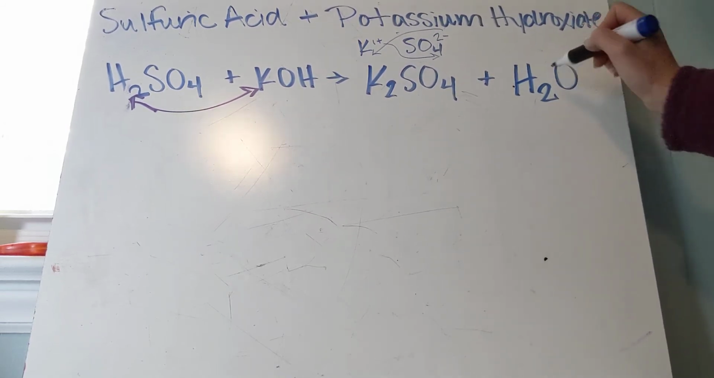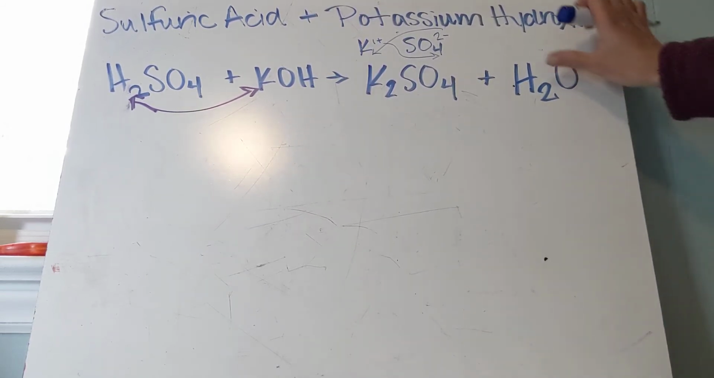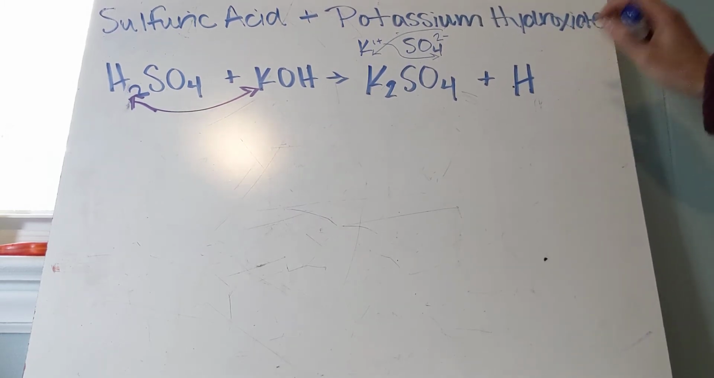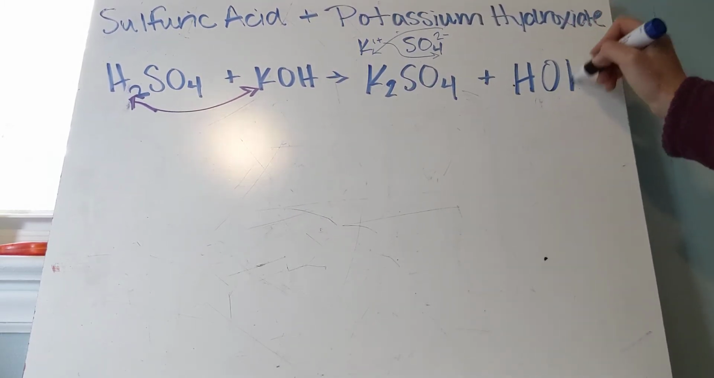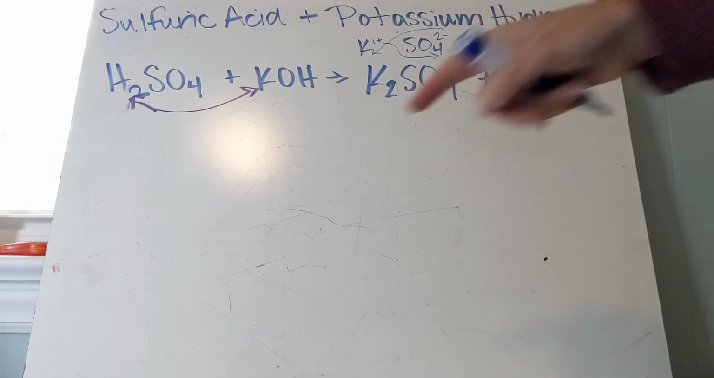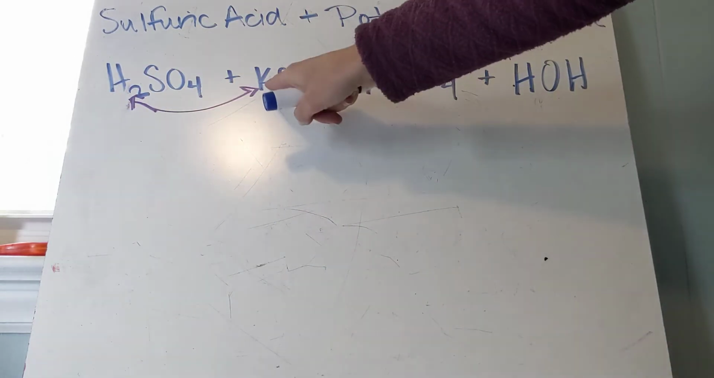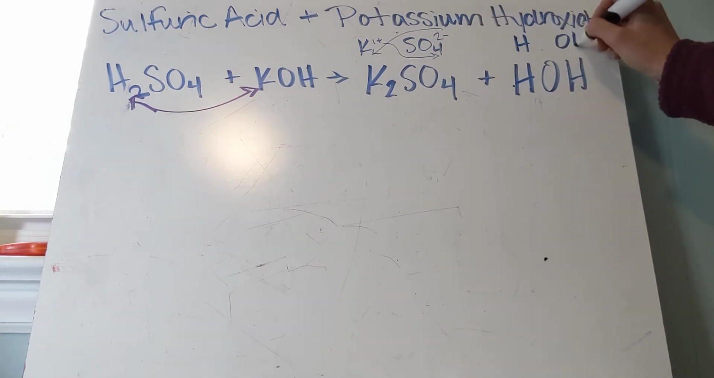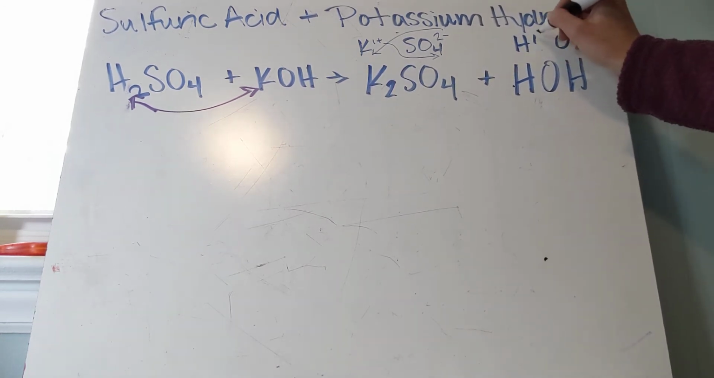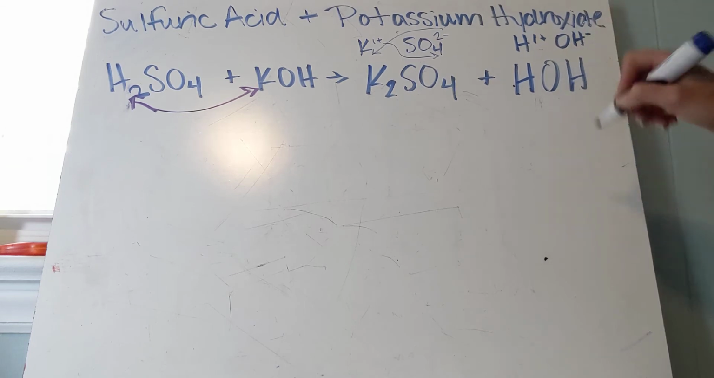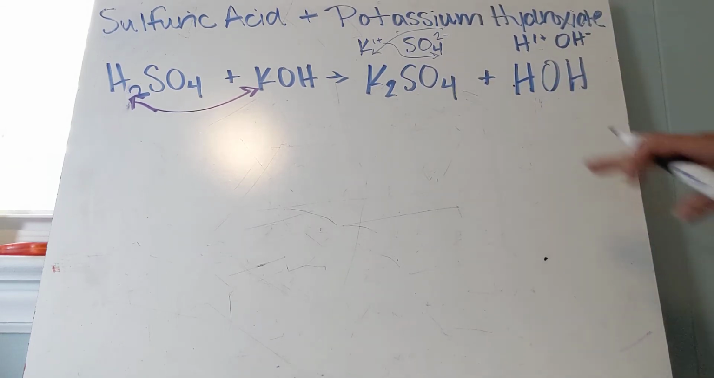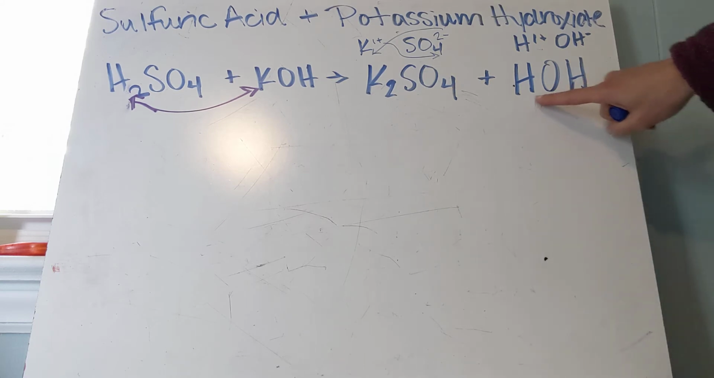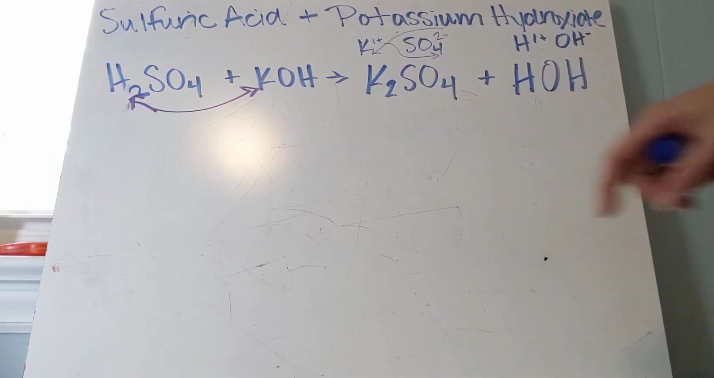water. And again, sometimes I find it easier to make this HOH. How did that get there? I switched the hydrogen. The hydrogen is now combined with OH minus. Same thing as last time. We do our switch and I get HOH. If you want to write that as water, that's totally fine by me. I find it easier to write HOH when I go to balance.